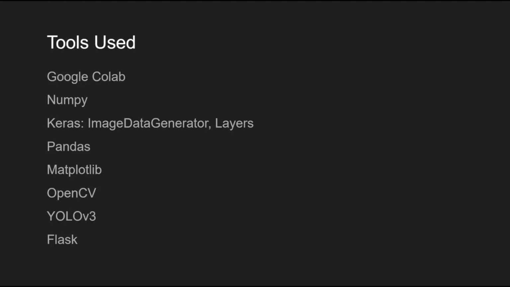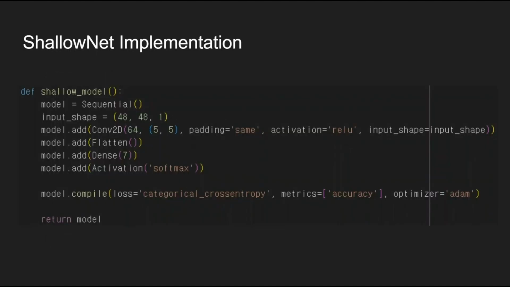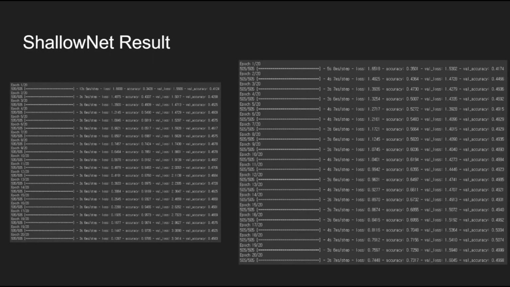Now, let's take a look at the models that each one of us has implemented ourselves. The first model that we have implemented is the ShallowNet. Here are the results. As shown in the first picture, the model showed a train accuracy of 97.85% and a validation accuracy of 47.28%, which is a clear sign of overfitting.